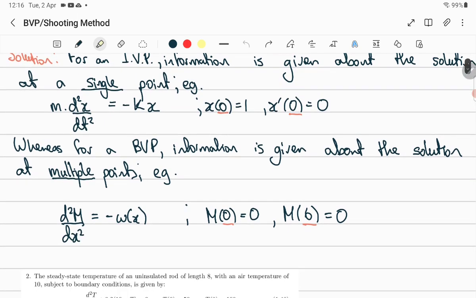Whereas for a boundary value problem, information is given about the solution at multiple points. So for example, the bending moment is minus load per unit length. You're told about the solution at the start of the beam and the end of the beam. Similar stories would be the steady state temperature of a rod, or the steady state temperature of a plate, where you know about the temperature at a lot more than 2 points, in fact kind of infinitely many. Right.